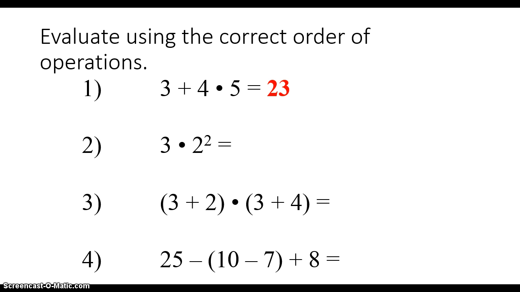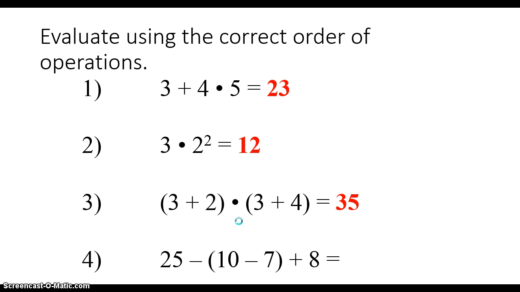For number 2, I have no parentheses, but I do have exponents. So I need to do 2 times 2 first, which is 4, and then I can multiply that by 3 to get 12. In number 3, I need to do what's in the parentheses first. 3 plus 2 is 5. And 3 plus 4 is 7. Now I can multiply 5 times 7 to get 35.